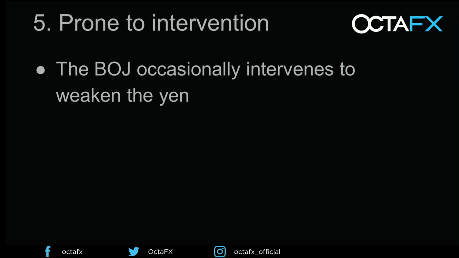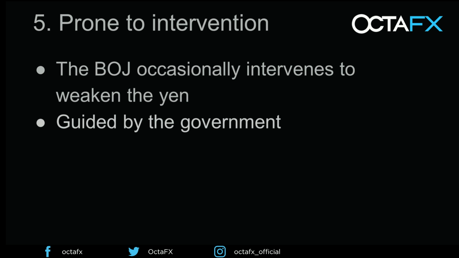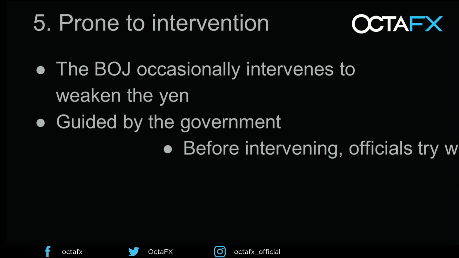The yen is not too strong. They don't want a strong yen. A strong yen means that Japanese exports are less attractive, more expensive, and that inflation is falling. They haven't intervened in a long time, but it doesn't mean that they won't intervene. It is guided by the government. The Bank of Japan acts, but the government makes the decision. The Ministry of Finance, MOF, you'll see that sometimes.